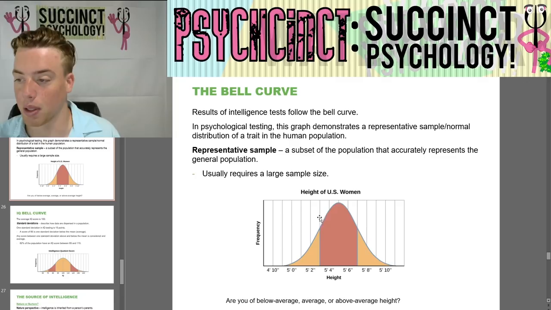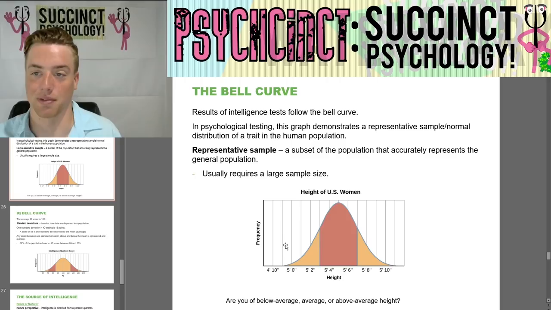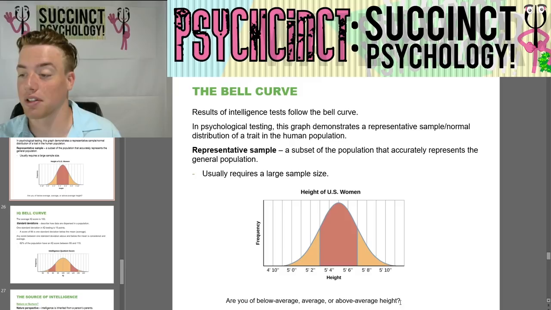Women, seeing most of them fall between 5'3", 5'6", and then they kind of slope down. You know, not many full-grown women are 4'10", not many are above 5'10", so this is like the average. So are you below average, average, or above average height? Just let me know if you want to.